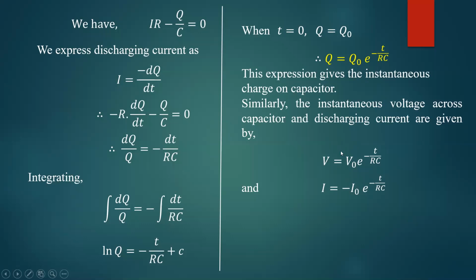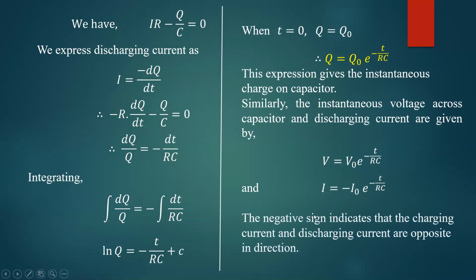Then to find the expression for I, you differentiate this equation with respect to time. You will get I is equal to minus I naught into e to the power minus t by RC, where I naught is V naught by R. So I naught is V naught by R, that is the maximum current. The negative sign indicates that charging current and discharging current are opposite in direction. For charging, the current was I is equal to plus I naught into e to the power minus t by RC, but here the discharging current is minus.